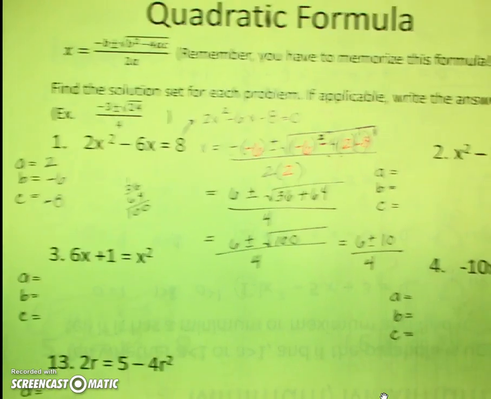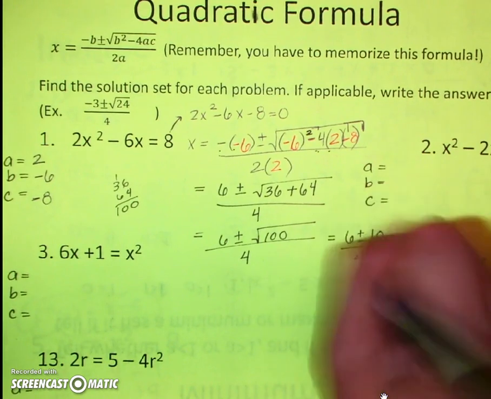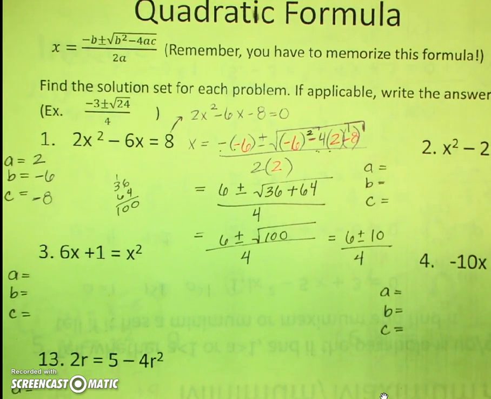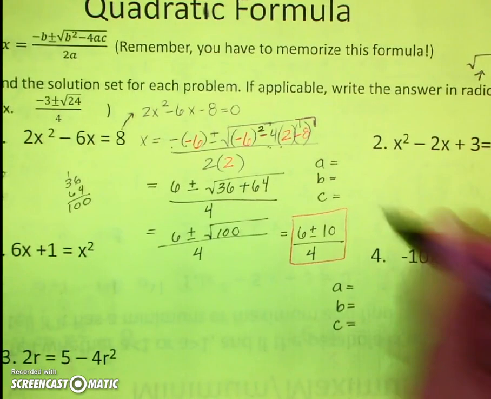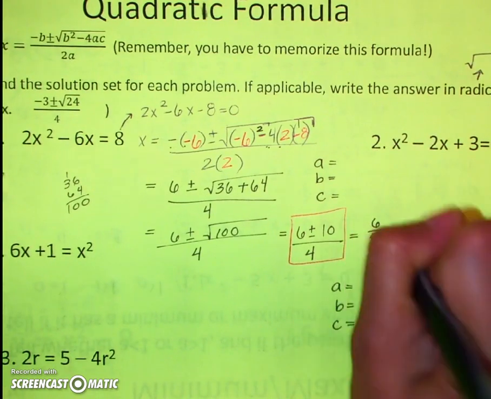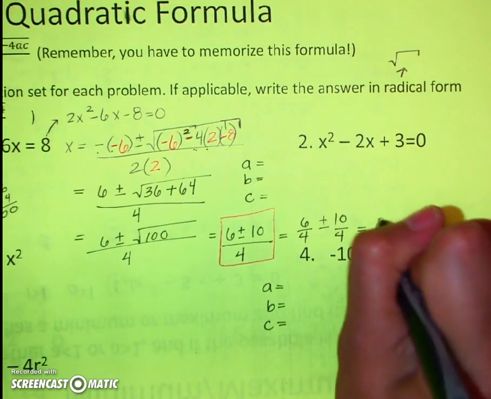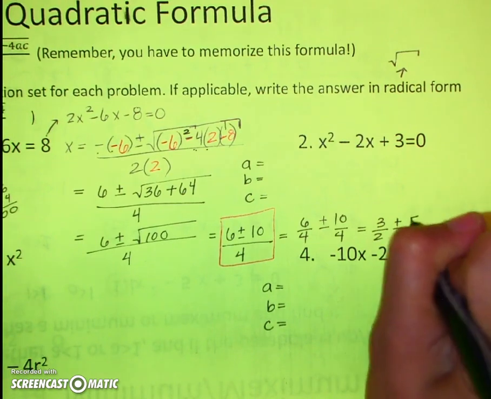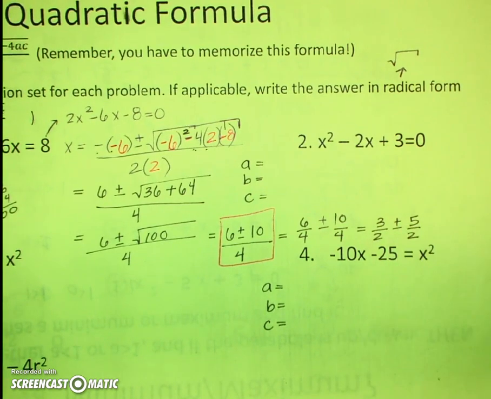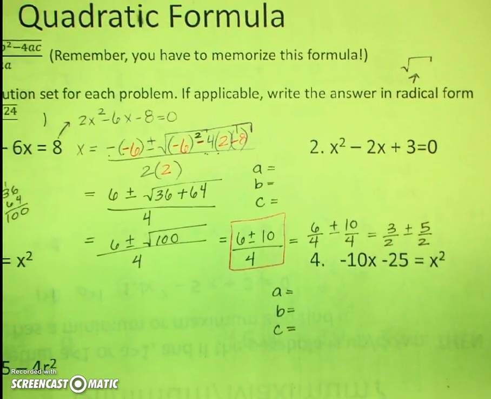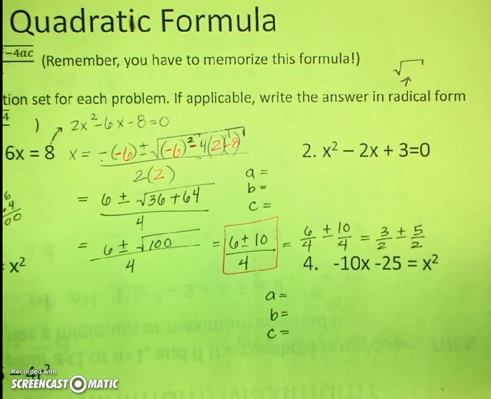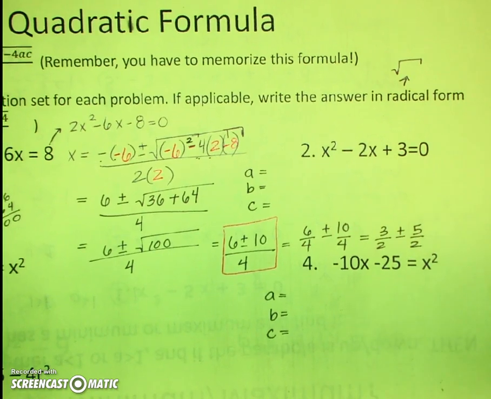You could still reduce this fraction a little bit further, but if you can get to this point, I'm pretty happy. My pre-calculus students, you should be able to reduce this. This should be 6 over 4 plus or minus 10 over 4, which reduces to what? 3 over 2 plus or minus 5 over 2. And then you would either add them together or subtract them and come up with two solutions. I think they are asking us to go all the way.